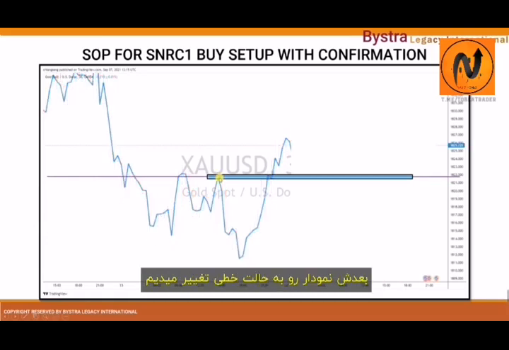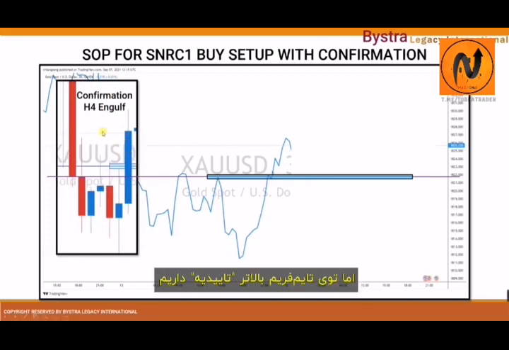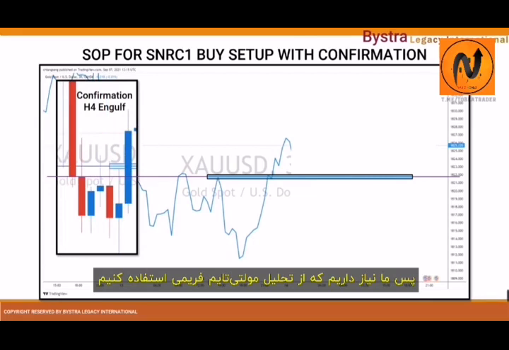Next, we change to the line chart. Yes, our capital letter A is in line with the rally base rally. Next thing, this time we do not have the trend line as our confluence, but we do have the confirmation at the higher time frame. So we need to use the multi time frame analysis. Very important.